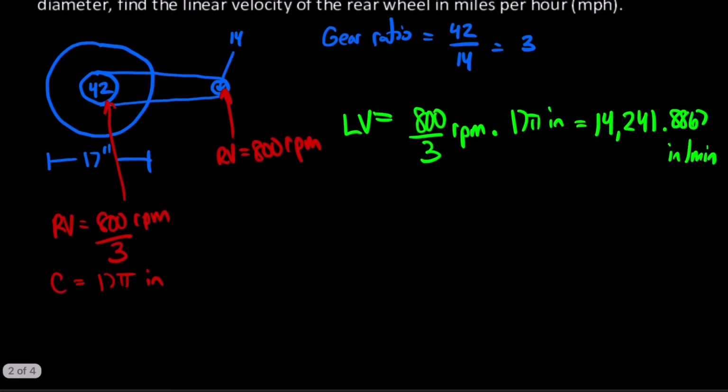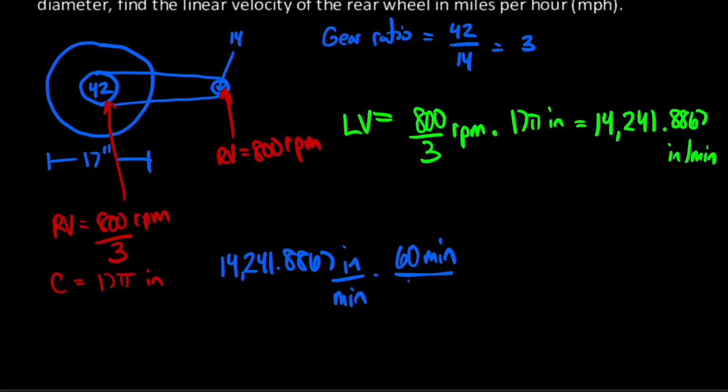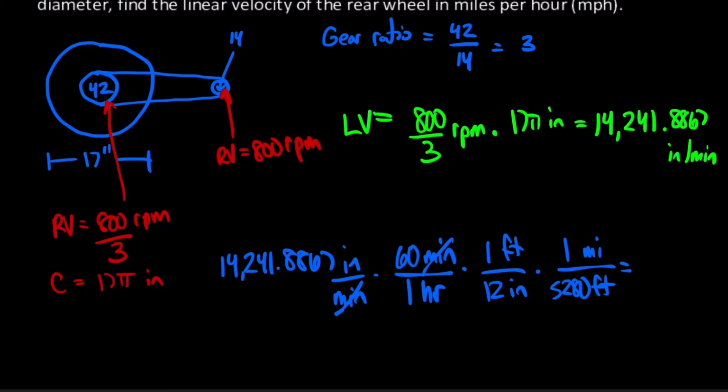All right, so I'll do that down here. I'll take 14,241.8867. All that information should stay in your calculator. Inches per minute, and I need to convert to miles per hour. So first, probably easiest to do hours: 60 minutes, 1 hour. And now inches to feet: 1 foot, 12 inches, and then feet to miles: 1 mile, 5,280 feet. So in doing this calculation, minutes would cancel, feet would cancel, inches would cancel.